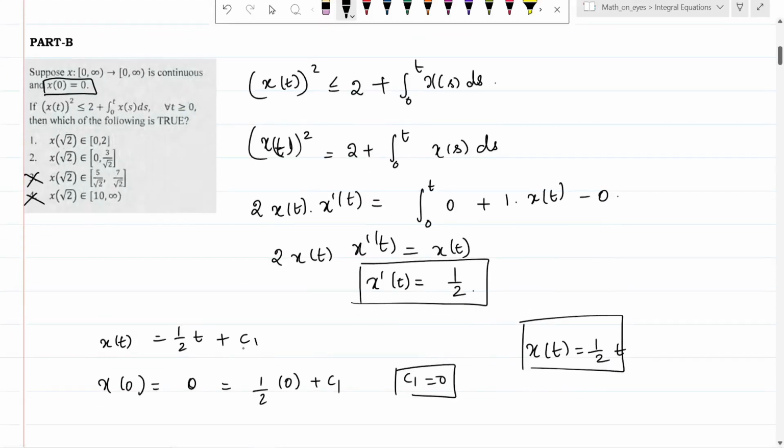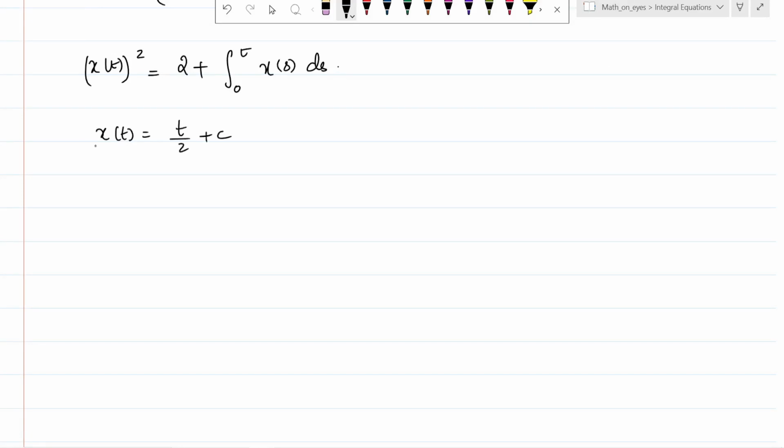Let me take it as c itself. In this equation we will have (x of t) the whole squared is equal to, I'm considering the equal to case, 2 plus integral 0 to t x of s ds, right? And we got our x of t is equal to t by 2 plus c. So this will imply (t by 2 plus c) the whole squared is equal to 2 plus integral 0 to t (s by 2 plus c) ds.